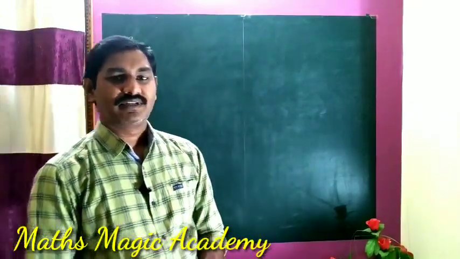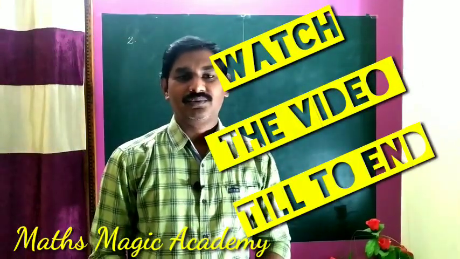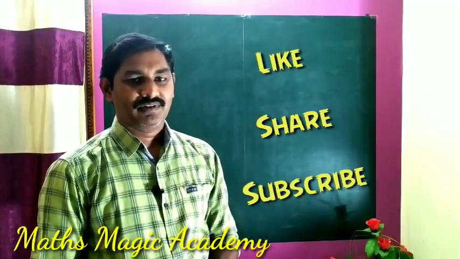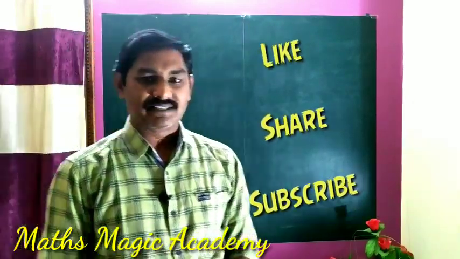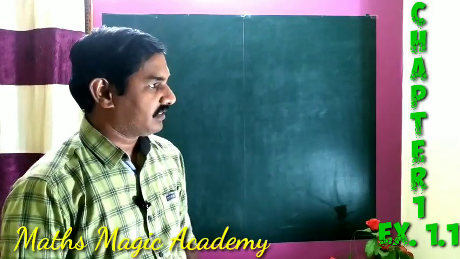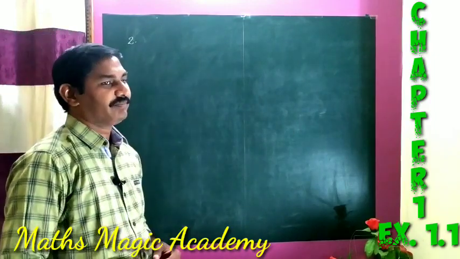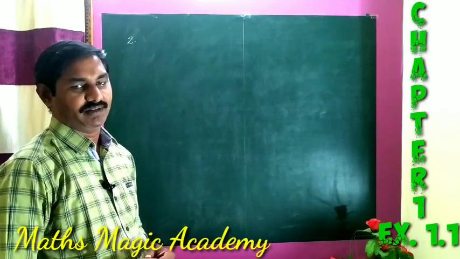So in the last class we discussed Euclid's division lemma and how to find the HCF by using it. Same as that, we have exercise 1.1. This exercise 1.1 in the real numbers chapter is totally based on Euclid's division lemma. In that, the second problem we have to solve by using Euclid's division lemma.